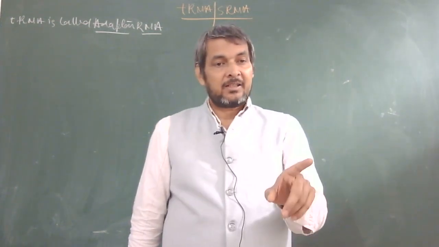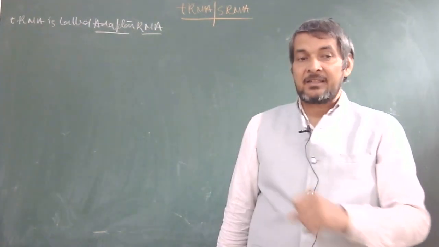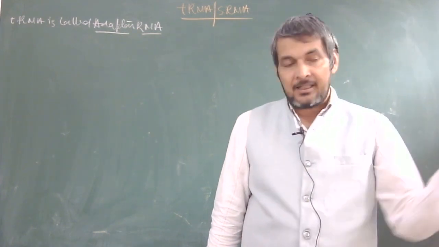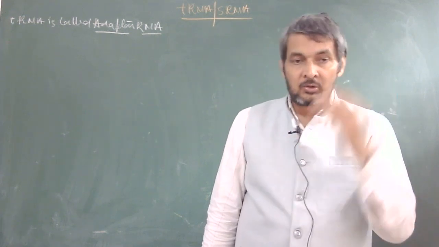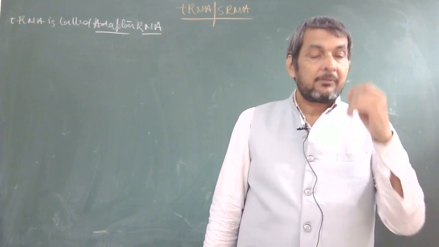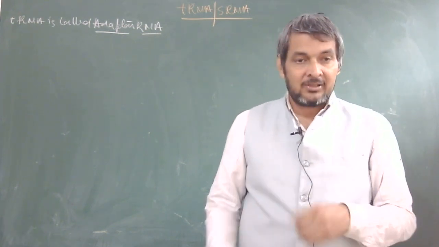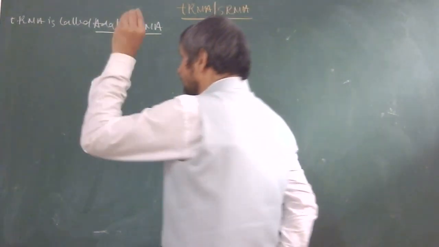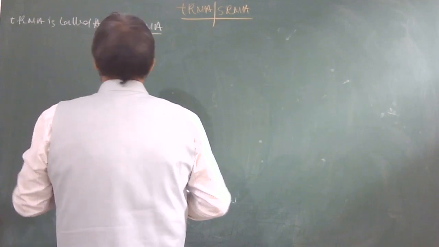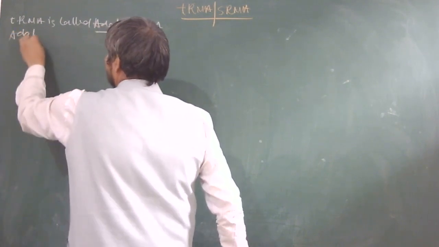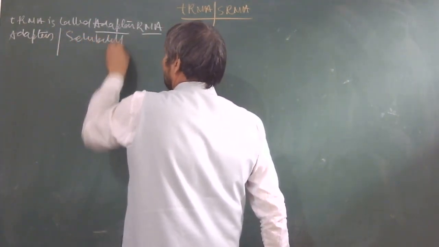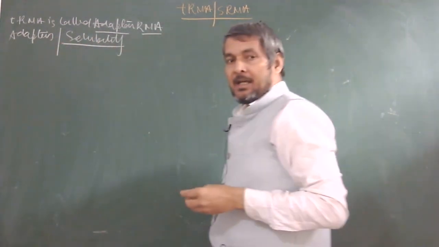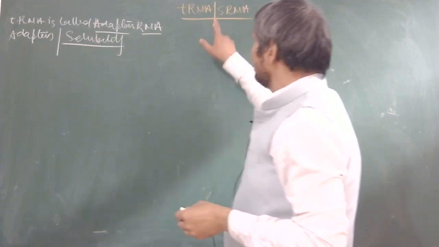Why do we call it transfer RNA, and why do we call it soluble RNA? Because they have a very strong affinity to different enzymes, to codons in the mRNA, to ribosomes, as well as to the specific kind of amino acid. So why known as solubility? Adapter and solubility are the terms given to transfer RNA because of these four things.